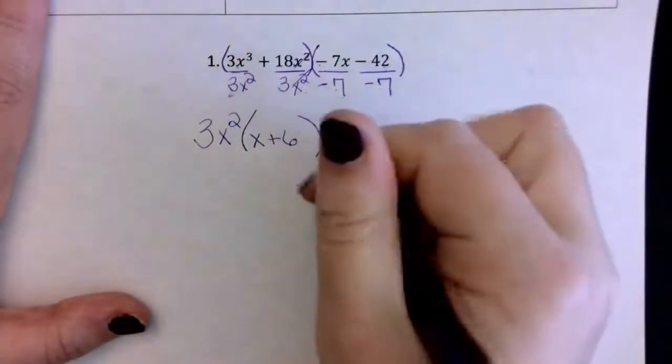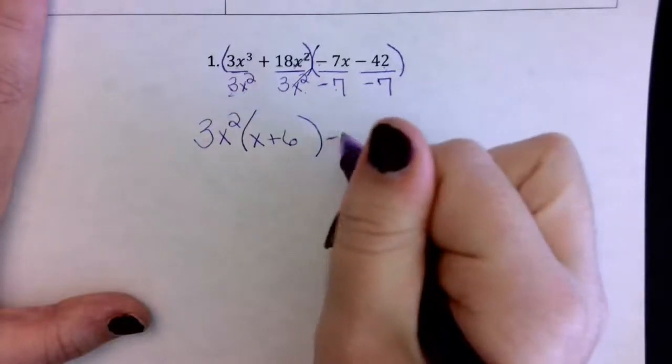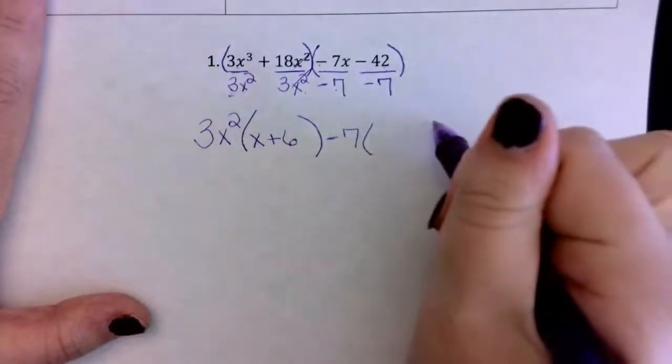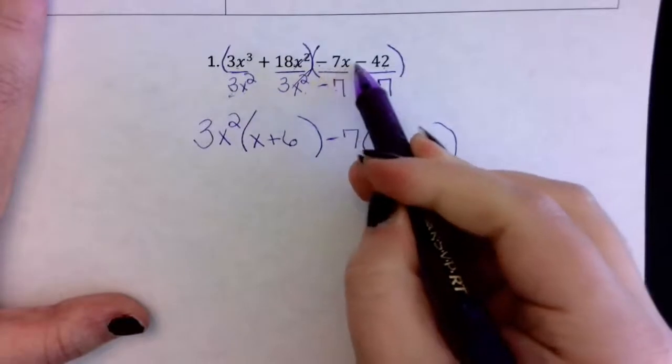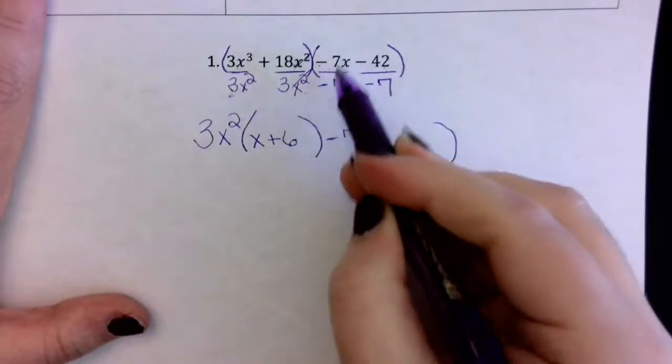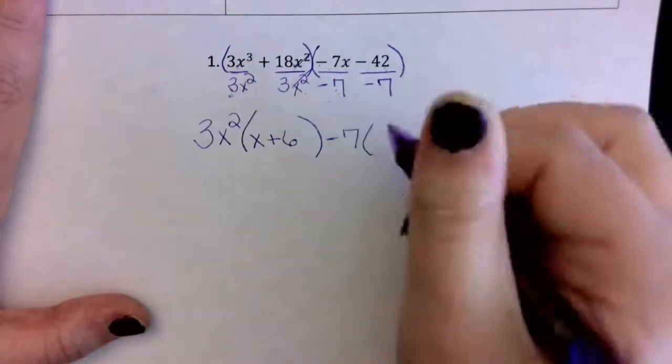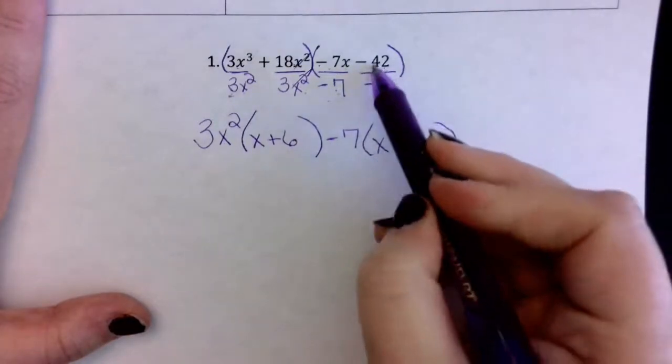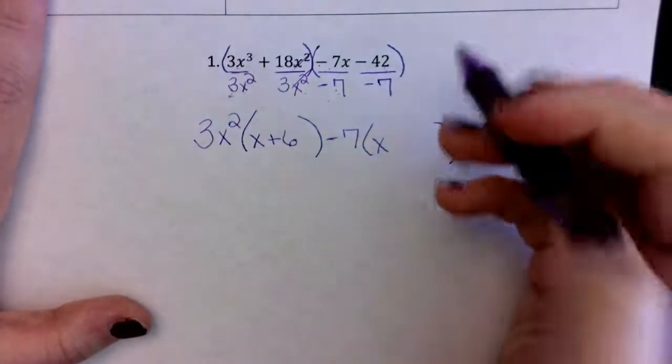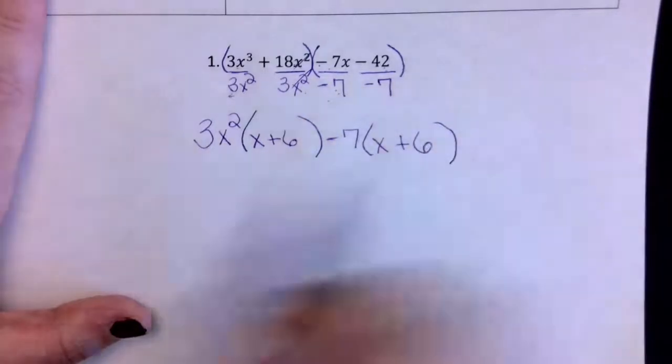This negative 7 I pull out goes right here. Start my second set of parentheses. Negative 7x divided by negative 7: negative 7 divided by negative 7 is 1, leaving that x. Negative 42 divided by negative 7 is a positive 6.